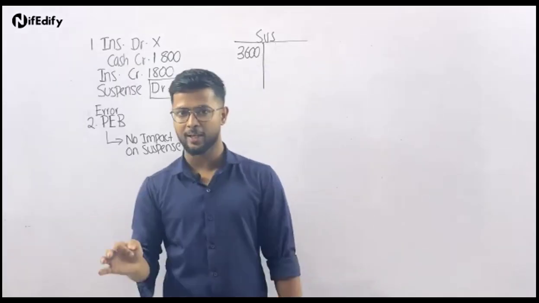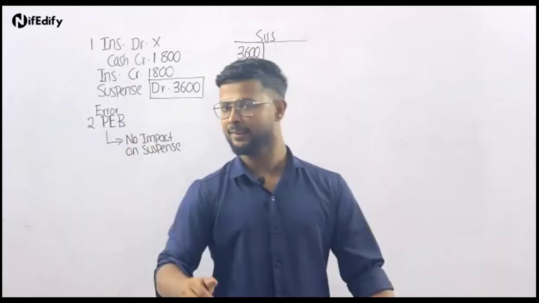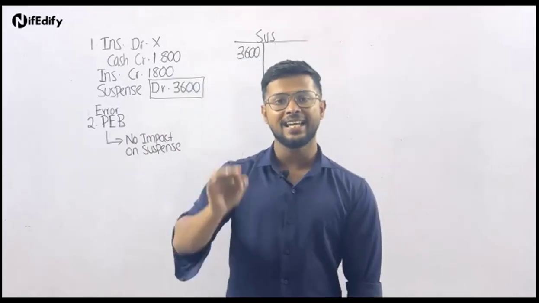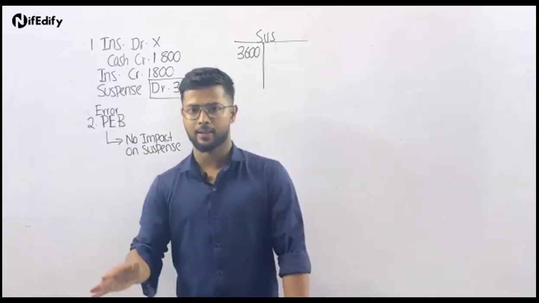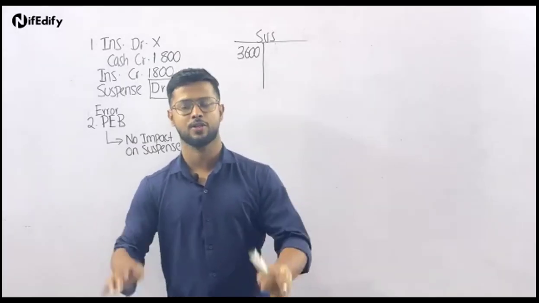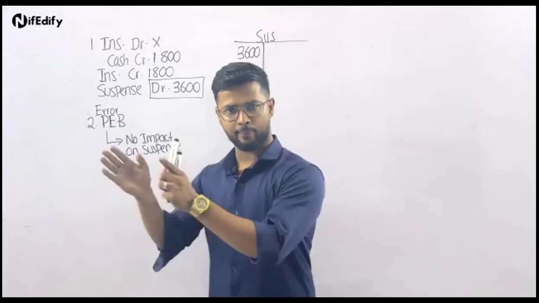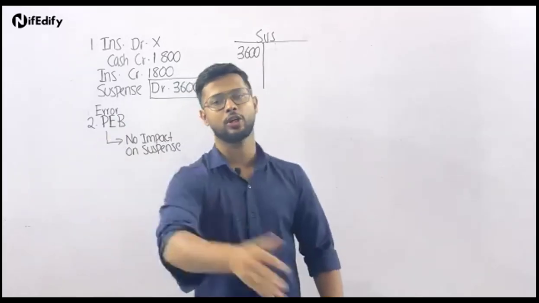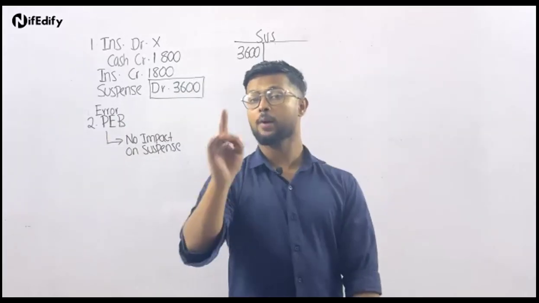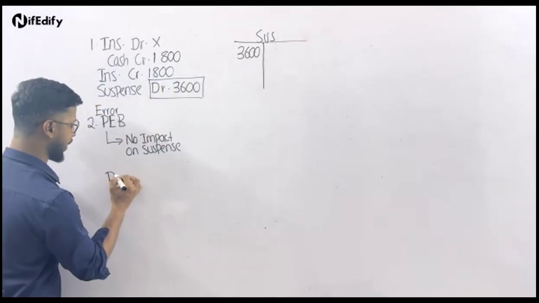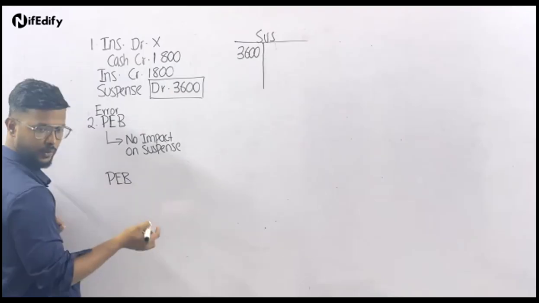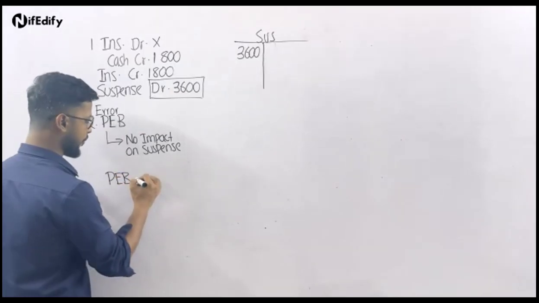I told you the techniques are important. So if you find an error in the prime entry book, deem it to be an error that does not affect the trial balance. Bear that in mind. No need to have any cross questions. If an error takes place in the prime entry book, it has got nothing to do with the suspense. And I'll prove it to you.